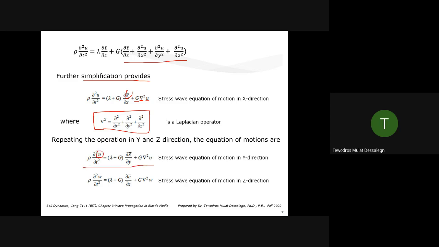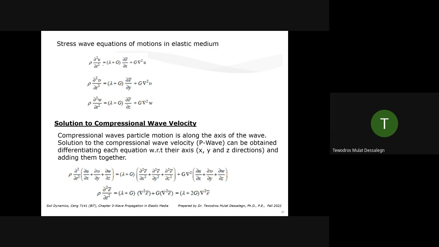Remember, V is the displacement in the Y direction. W is in the Z direction. So you can find the similar equations. So these are the equations we finally obtained. The stress wave equations, the second order equations, have this form in 3D. In the X direction, in the Y direction, in the Z direction. These are the wave equations in 3D, which is a more practical case. In reality, the wave travels in any direction. So this is what you can get.